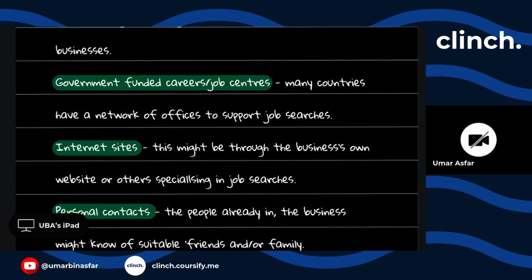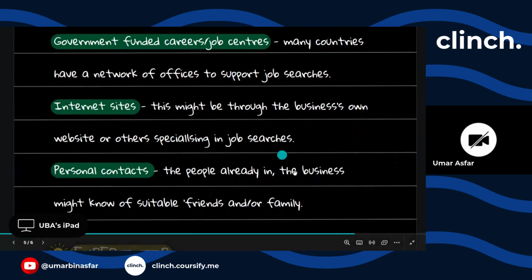And jobs could be searched through that as well. Personal contacts. The people already in the business might know of suitable friends or family.